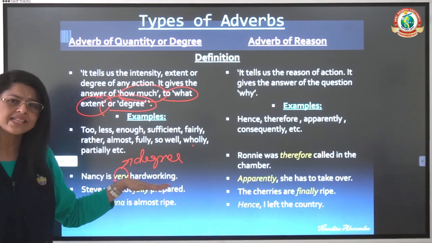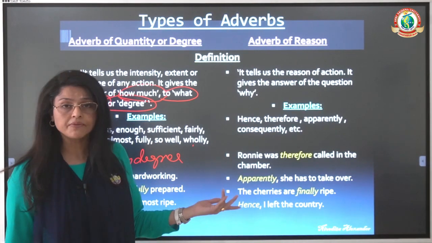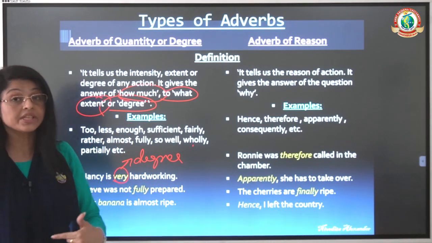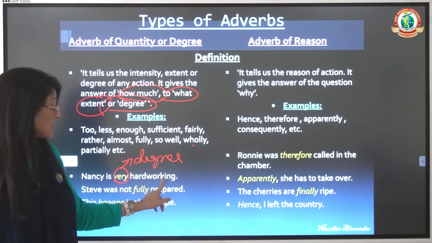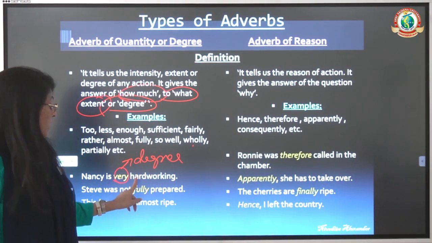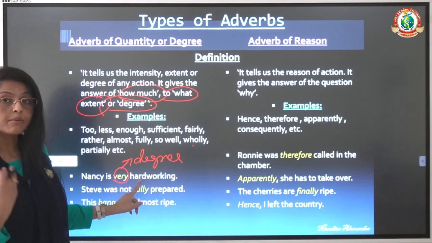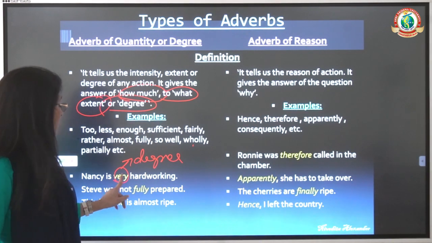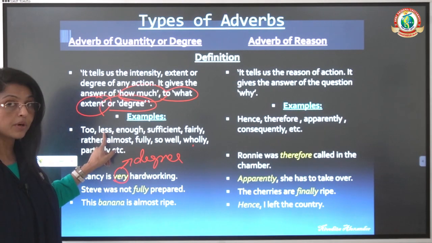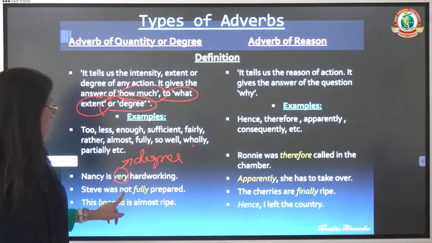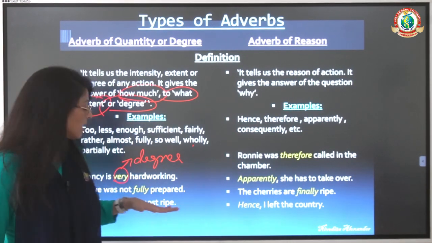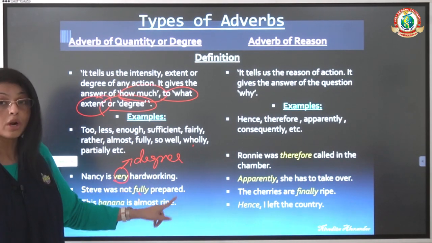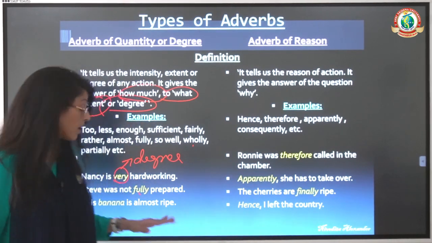It could have been said easily, Nancy was hardworking, that is sufficient. But we want to supply more information by supplying an extra word, which is an adverb. So hardworking here is an adjective, and you are supplying more information by saying very hardworking. Or you can say less hardworking. Clear? Steve was not fully prepared, okay? Or Steve was fully prepared, anything. Steve was not at all prepared. So at all again becomes an adverb, okay?